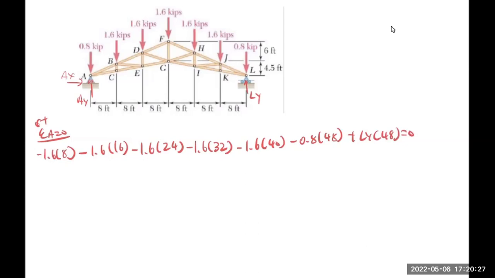Okay, because all of those forces are going in the clockwise direction about A. And since we assume that counterclockwise is positive, clockwise must be negative. And LY is going counterclockwise about A, so that's positive. Solve this equation for LY. So we get LY is equal to 4.8 kips.